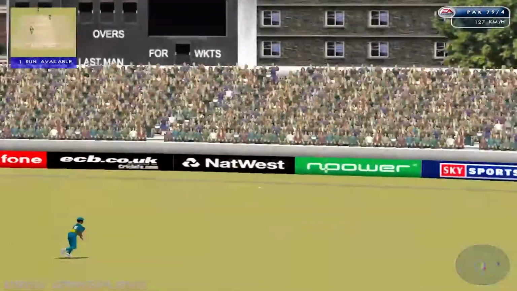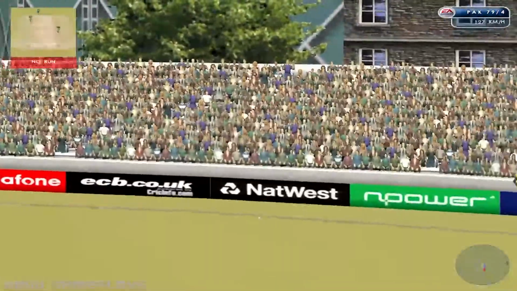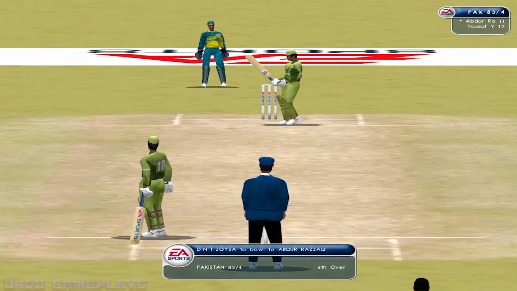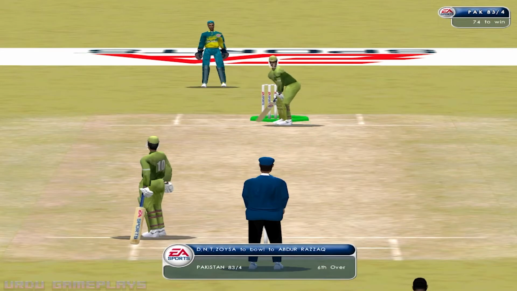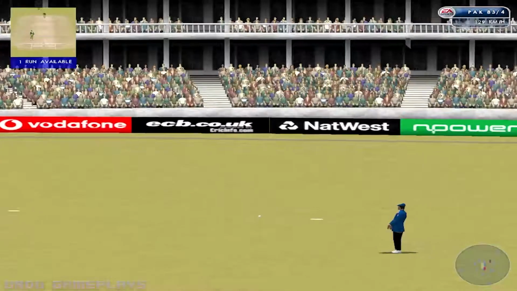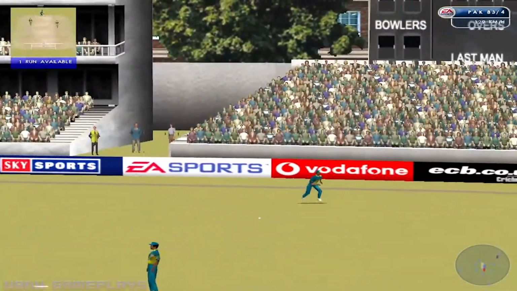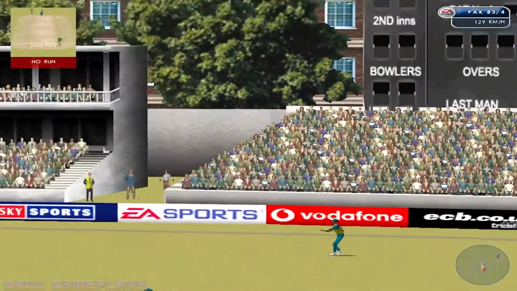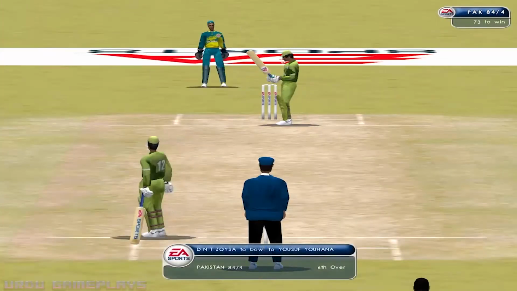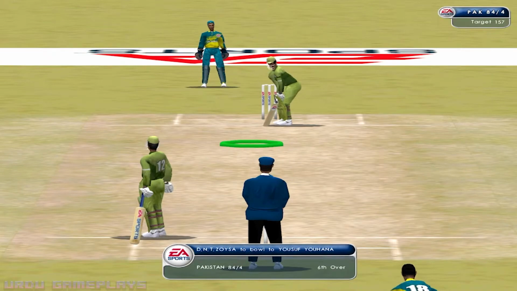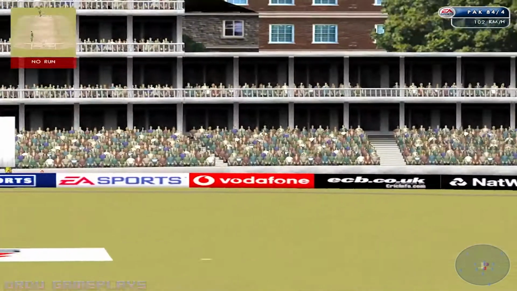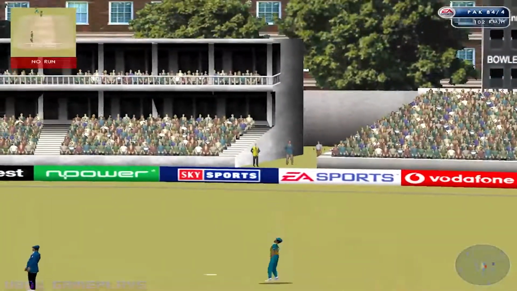It's high in the air. Abdur Razak moves into double figures with those runs. Pushed into the gap. Yusuf Yohana waiting at the striker's end. And that's out, caught by Bus.